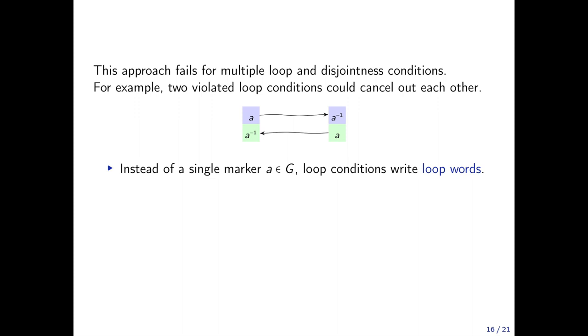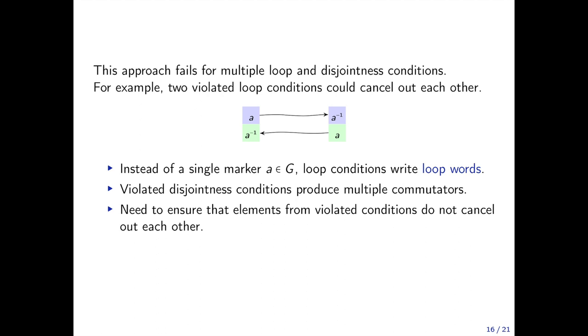And so roughly, here are some ideas that we use in the paper. Instead of using a single marker for the loop conditions, the loop conditions write loop words, which are more robust. And also, if we have a violated disjointness condition, we don't just produce a single commutator, but multiple commutators. And finally, we need to ensure that elements from violated conditions do not cancel out each other. So this requires a subtle construction, and the details can be found in the paper.